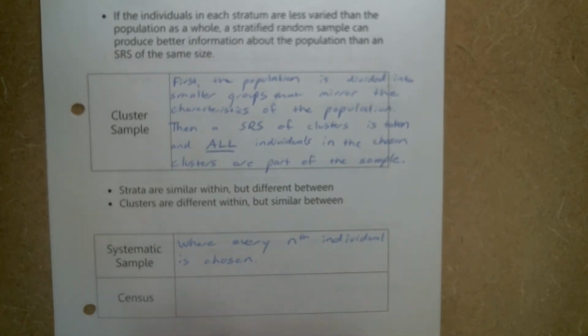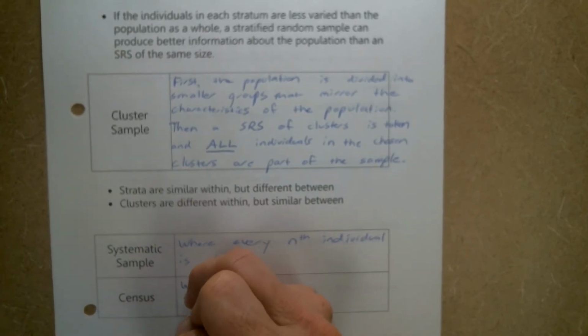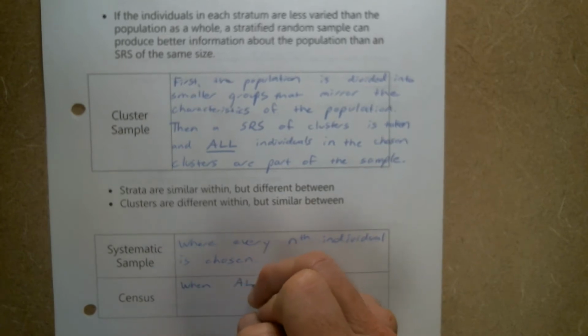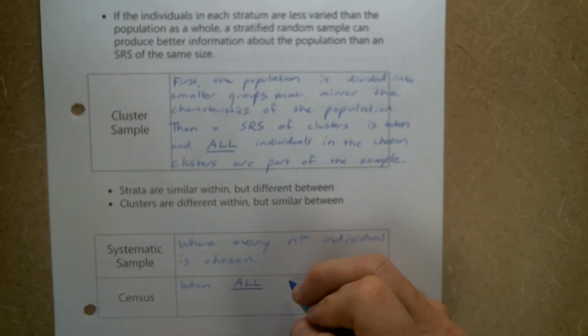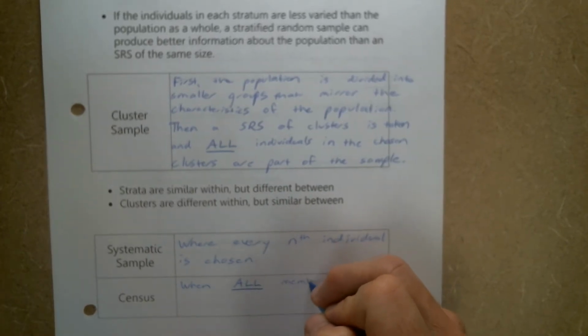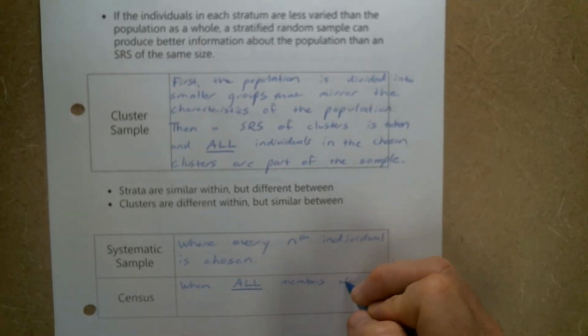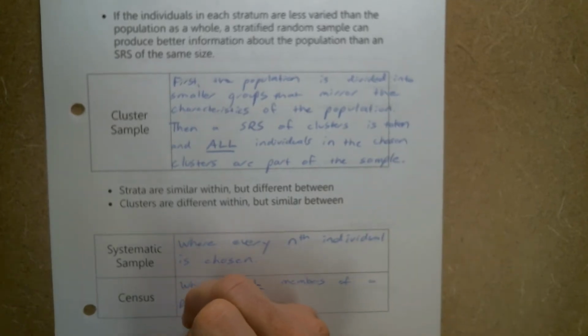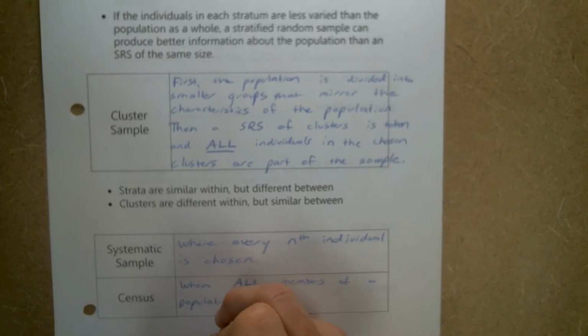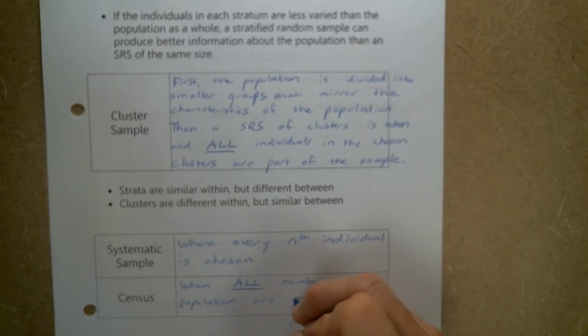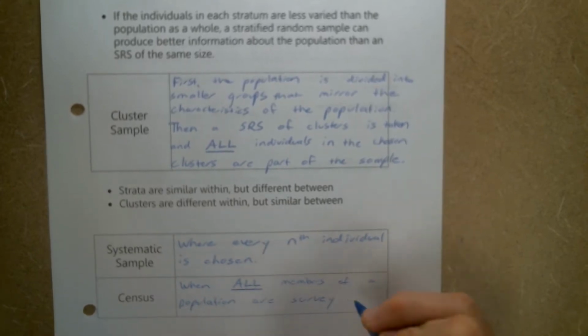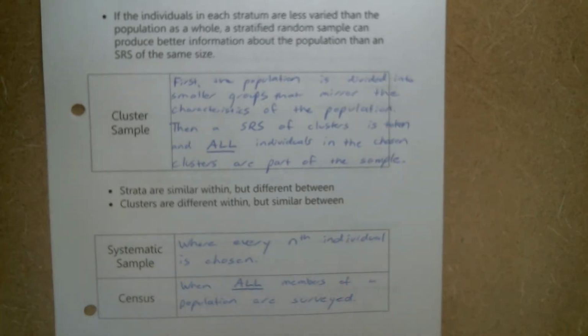All right, then we have the census, which is when all members of a population are surveyed. And a census is great if you can do it. It's just practically very difficult to do. It's usually pretty expensive. I mean, that's why as a country, we only conduct the census once every 10 years.